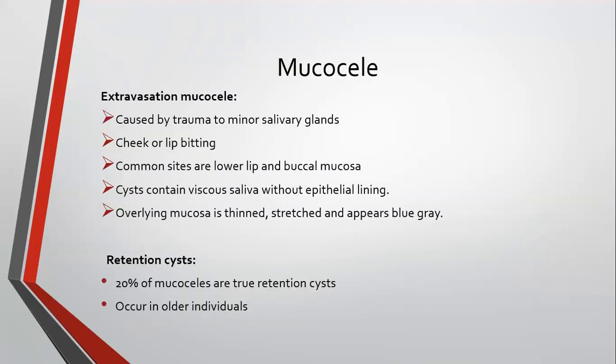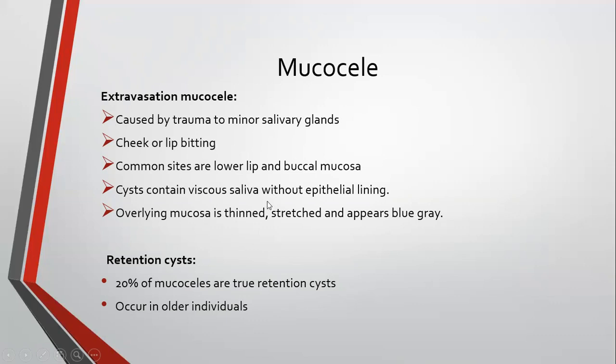So we will discuss the mucocele. Basically, the mucocele could be either an extravasation or a retention cyst. Extravasation is basically caused by trauma to minor salivary glands. It could be trauma to the cheek or lip biting, and the more common sites are basically the lip and the buccal mucosa.